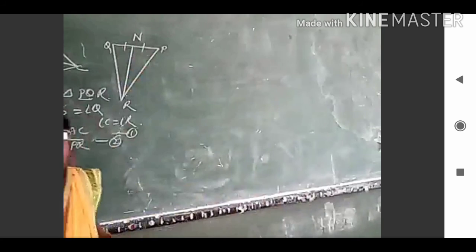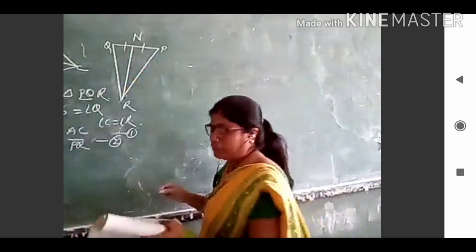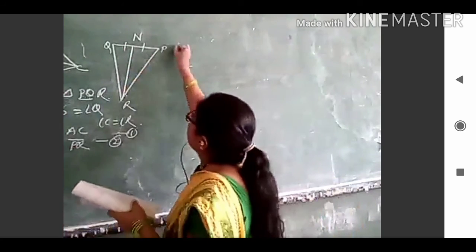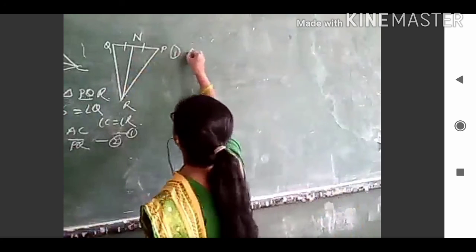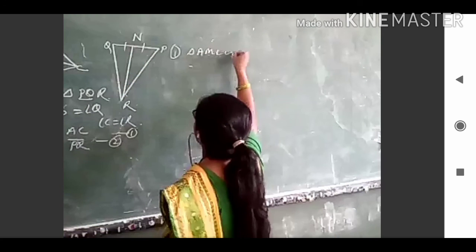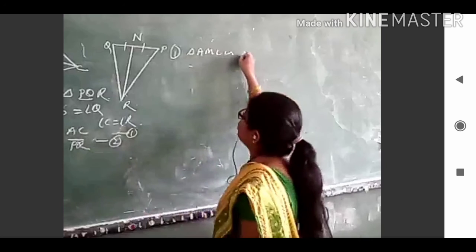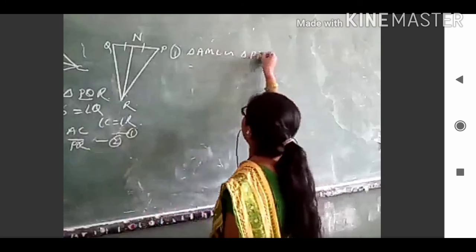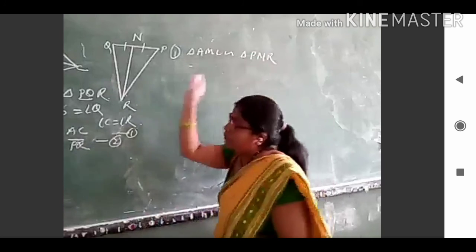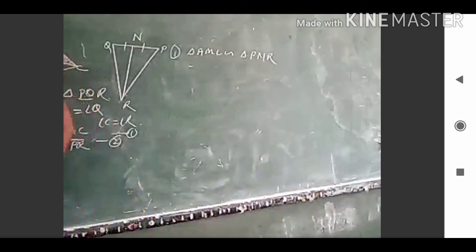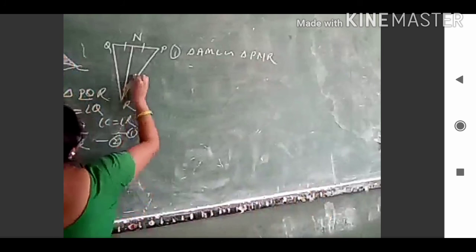Now three things are to be proved here. The first one is triangle AMC similar to triangle PNR. Triangle AMC, this one, and PNR.